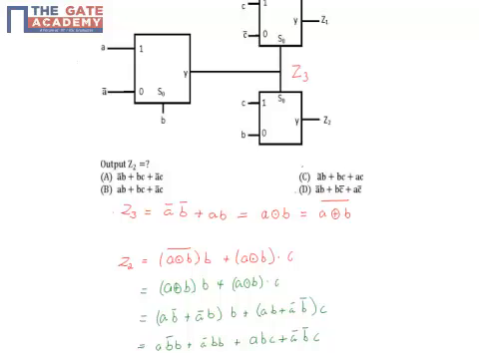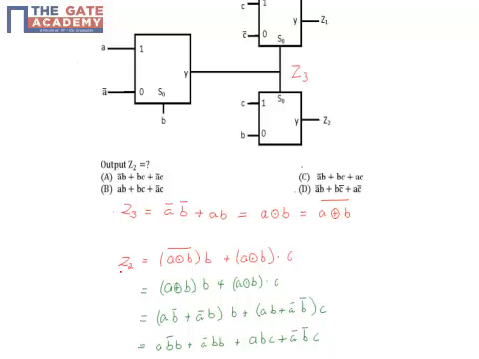So for these given options, what we need to find is which of them is the correct value of Z2. First we will find the value of Z3, that is the output of the first 2:1 mux. We can clearly see that Z3 would be equal to A bar B bar plus AB, which is nothing but the equation of A XOR B complemented, that is A XOR B the whole bar.